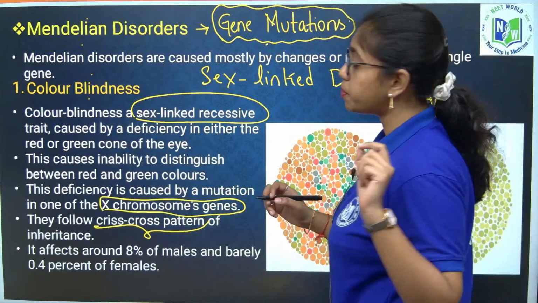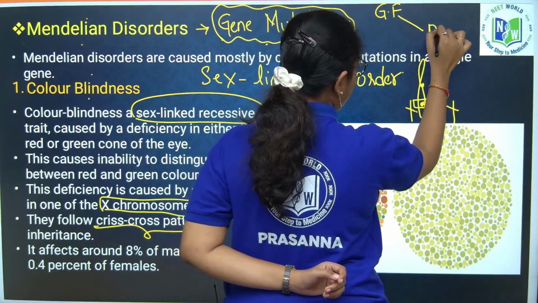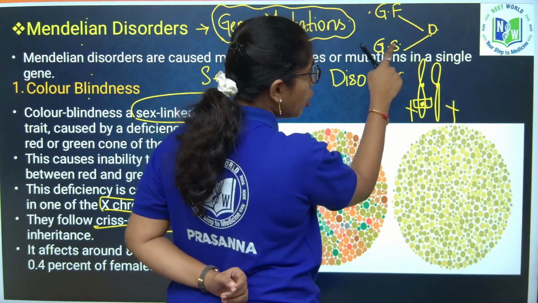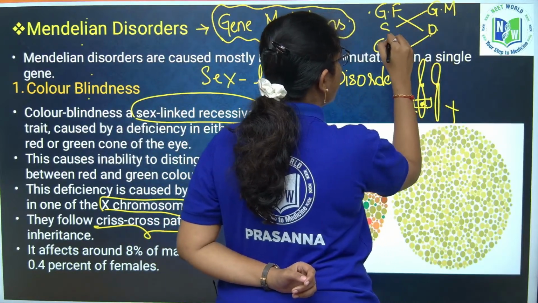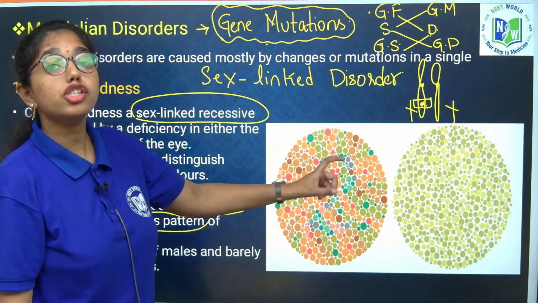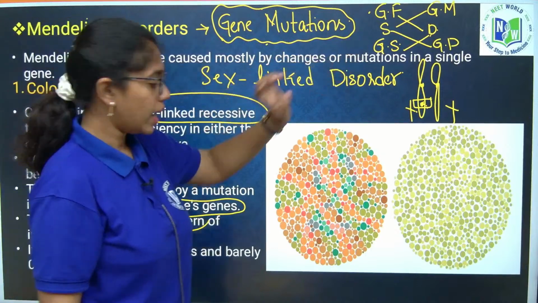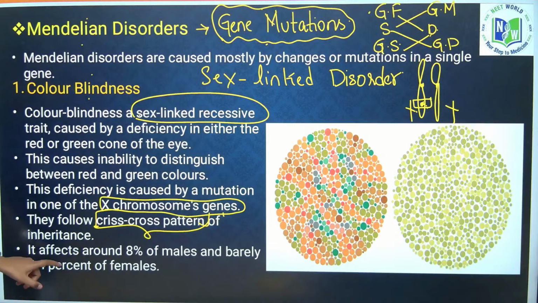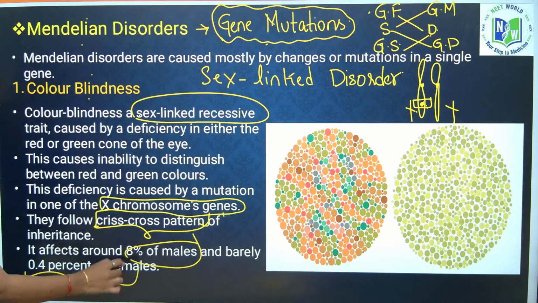The disease is passed from grandfather through daughter to grandson. The disease is passed from grandmother to son, then to granddaughter. This pattern of inheritance is said to be crisscross pattern of inheritance, and the color blindness disease follows this pattern of inheritance. You have to fix it in your mind. Many a times the questions are asked, and it affects around 8% of males and just 0.4% of females.